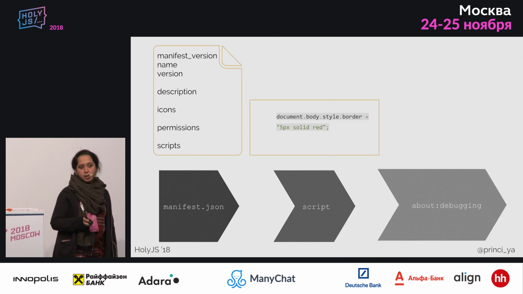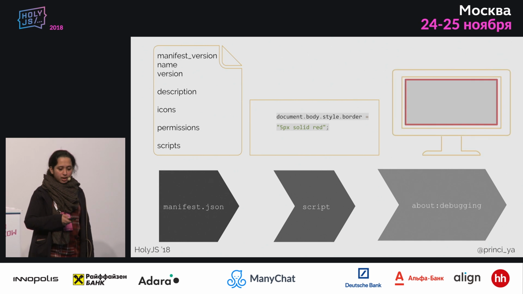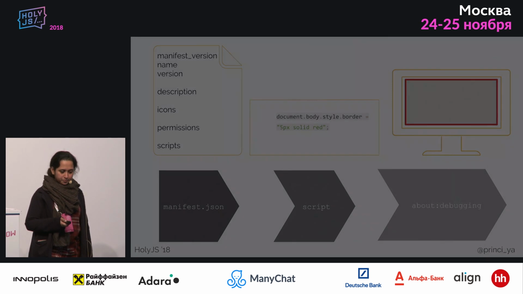And if you open about:debugging when still in development mode, it's able to set a 5 pixel red border for the whole web page. So this is how simple a browser extension can be.